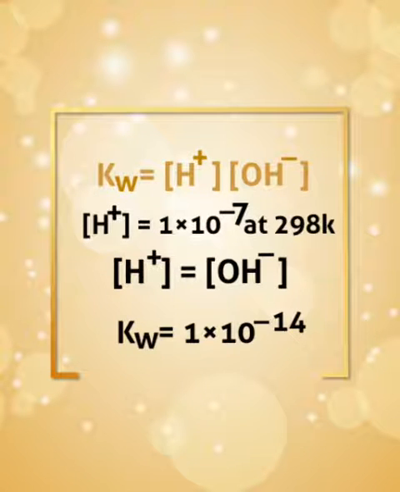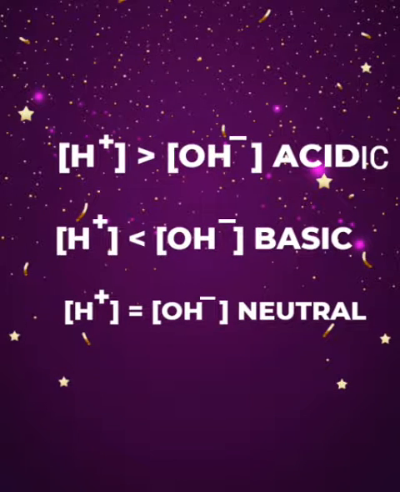It has been found that at 298 Kelvin, the concentration of H plus is 1 into 10 raised to minus 7. Since concentration of H plus is equal to concentration of OH minus in pure water, finally Kw will be equal to 1 into 10 raised to minus 14. Thus, if the concentration of H plus is more than OH minus, the given solution is acidic. If H plus is less than OH minus, the given solution is basic. And finally, when H plus is equal to OH minus, the given solution is neutral.